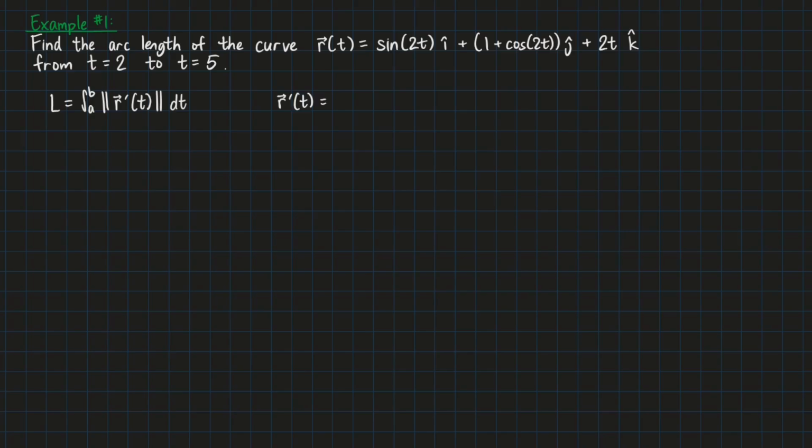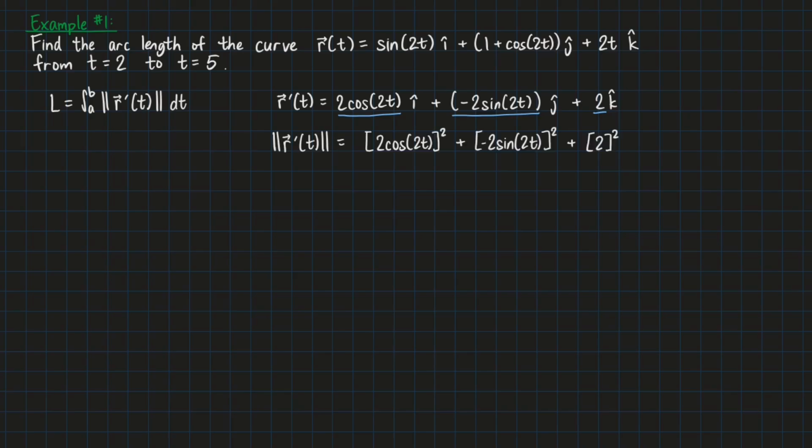So in the i hat direction, the derivative of sine of 2t is 2 times the cosine of 2t. In the j hat direction, the derivative of 1 plus cosine of 2t is negative 2 times the sine of 2t. And then in the k hat direction, the derivative of 2t is just 2. Now we need to take the magnitude of r prime of t. So we're going to take each component, square them, sum them, and then square root the sum.